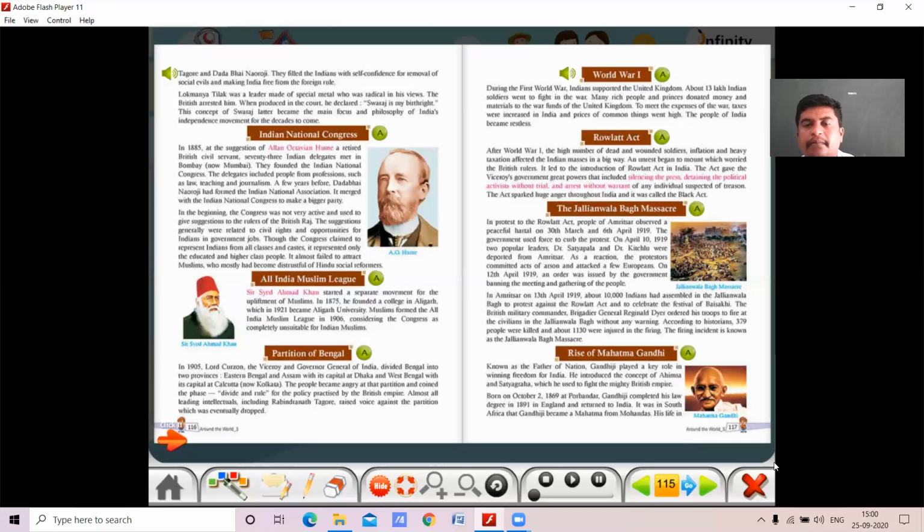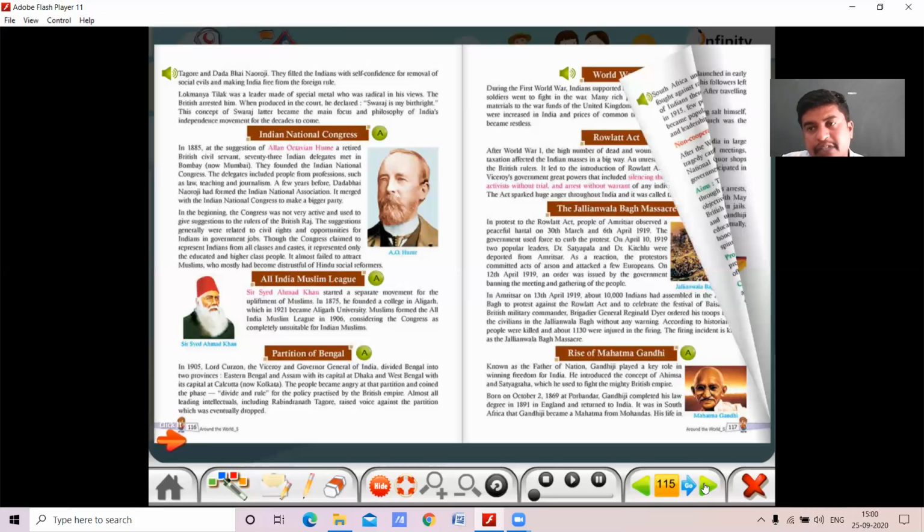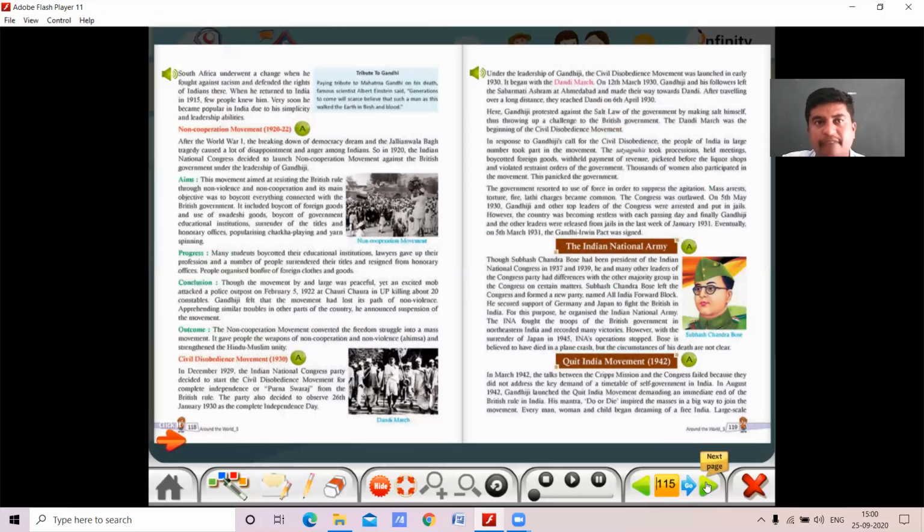It was in South Africa that Gandhiji became a Mahatma. How did Gandhi become Mahatma? There is an incident. His life, dear students, his life in South Africa underwent change when he fought against racism. When he went to South Africa, he had a challenge over there. He put an end to the racial system. There was a huge gap between the white people and black people in South Africa.